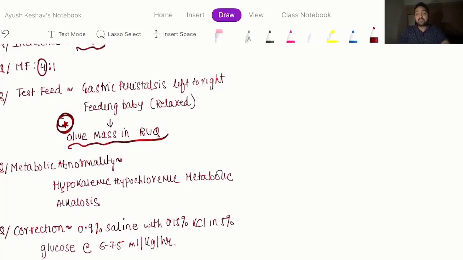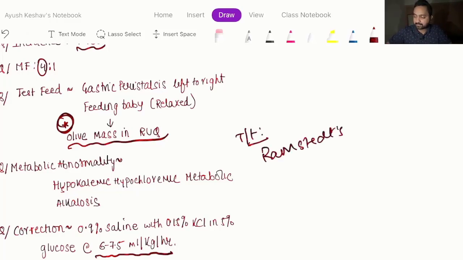The metabolic abnormality is hypokalemic hypochloremic metabolic alkalosis, and the correction is done with 0.9% saline with 0.15% KCl in 5% glucose at a rate of 6 to 7.5 ml per kg per hour. The treatment is surgical, in the form of Ramstedt's pyloromyotomy.